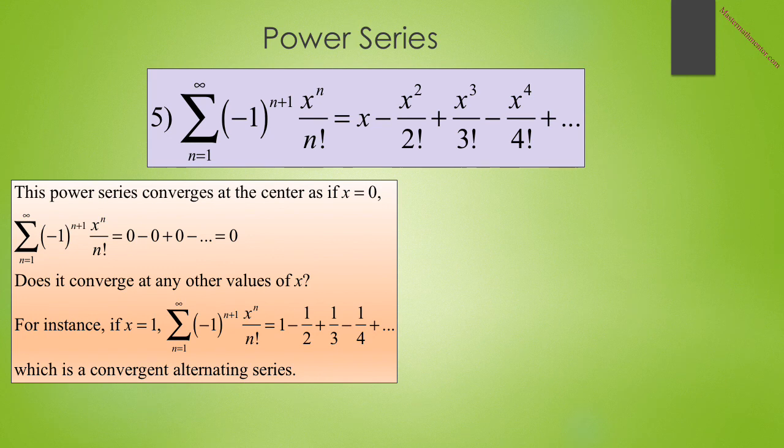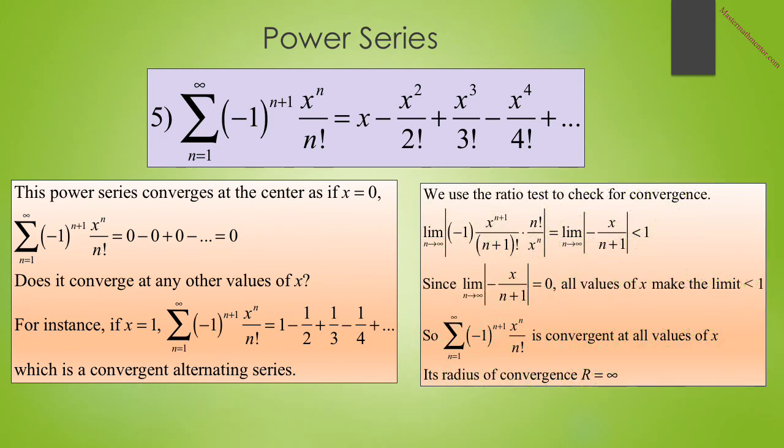The question is, does it converge at any other value of x? For instance, let's let x equal 1. Then the summation of negative 1 to the n plus 1 times x to the n over n factorial is 1 minus a half plus a third minus a fourth plus dot dot dot. And we know that to be a convergent alternating series. So it converges at x is equal to 1. Are there any other values where it converges?